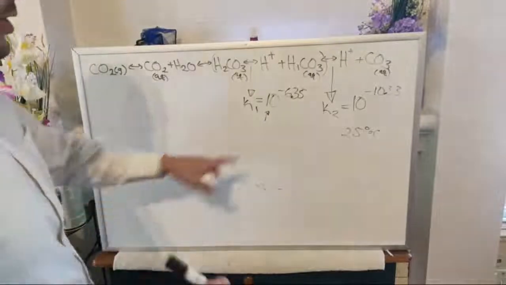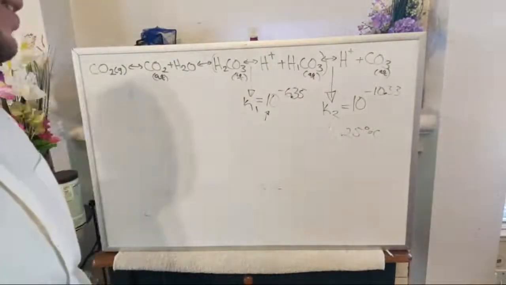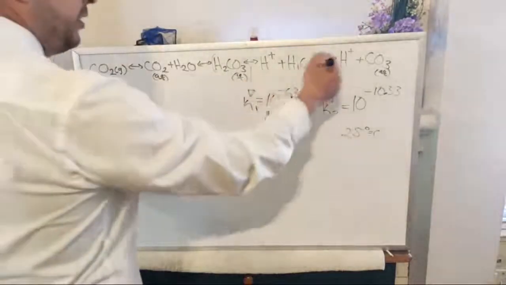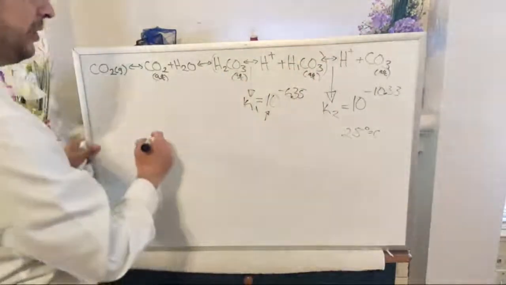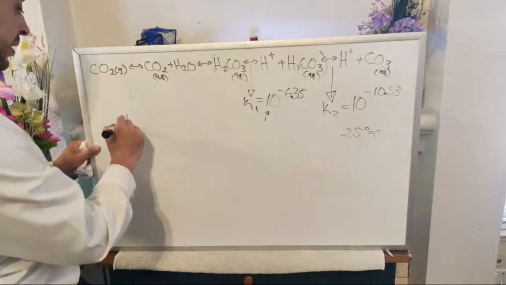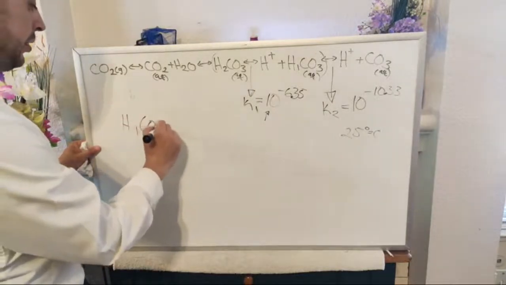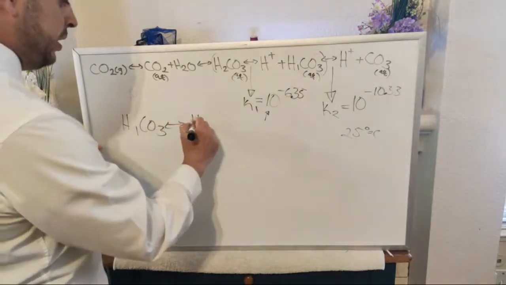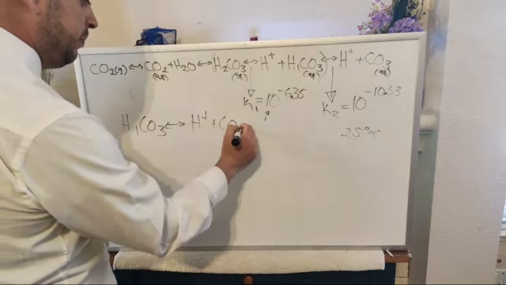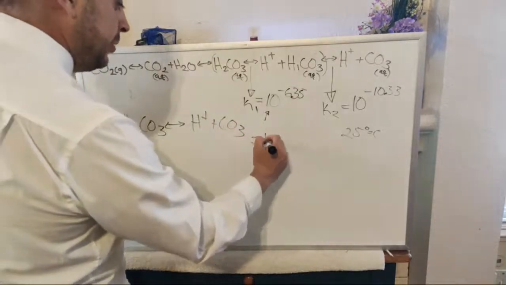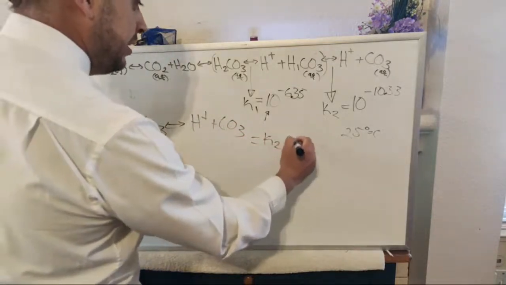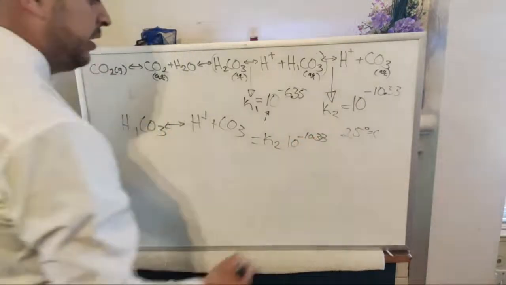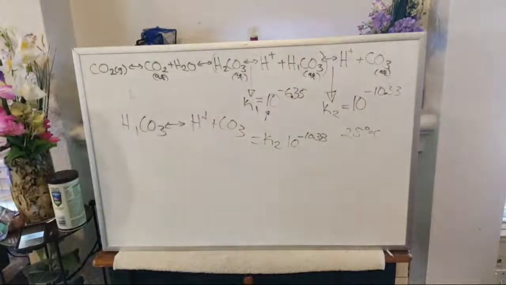So that was K1. Do the same for K2, alright? And basically you'll get the concentrations of all these chemicals. Well, let me write K2 what it's supposed to be. So K2 would be HCO3 in equilibrium with H plus CO3 is equal to K2. And K2 is 10 to the minus 10.33. Alright, so then you do the whole same thing again.